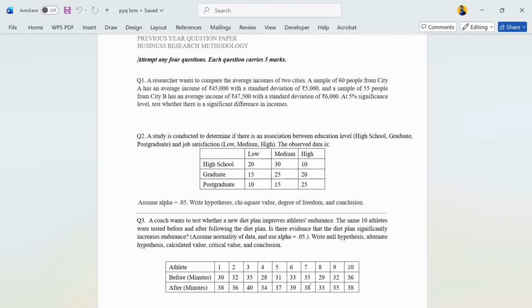So make sure you watch the complete video carefully and try to solve along with me or in your free time. This video will definitely help you build confidence for your upcoming practical examination and give you clarity about the paper pattern as well. So without wasting any more time, let's begin with the solution of the PYQ of Business Research Methodology paper.